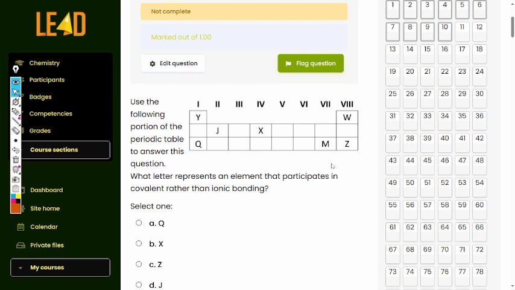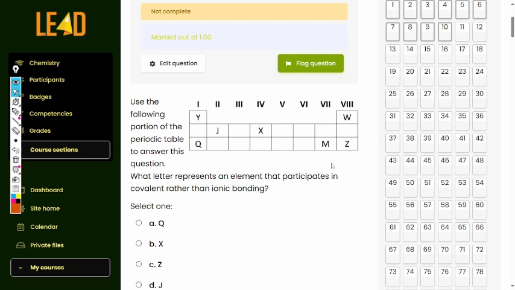In order to predict the kind of bond that would form between two elements, we consider the difference in their electronegativity. So elements that are on the far sides of the periodic table, for instance Y, J and Q, compared with W, M and Z, have a very large electronegativity difference between them. Because of that, if the difference is very large, you're going to get an ionic bond. But if the difference is relatively smaller, you're going to get a covalent bond.